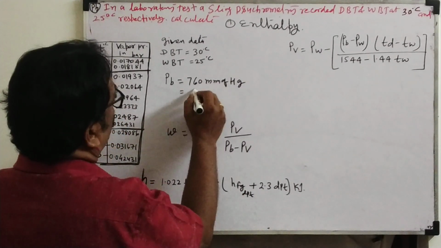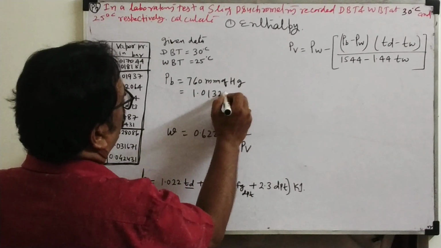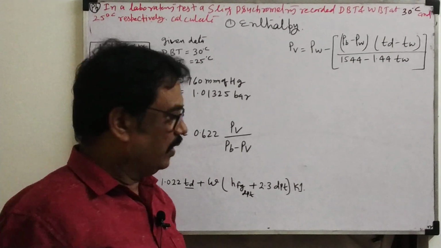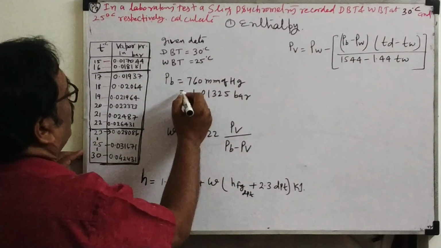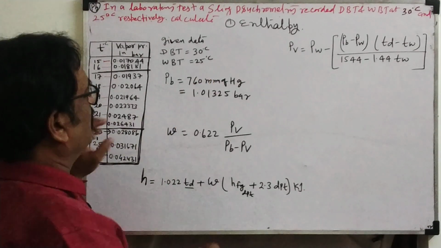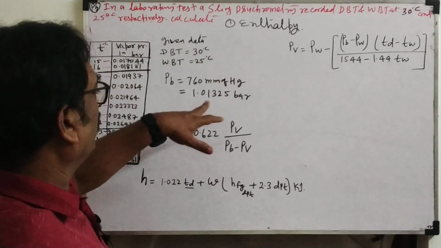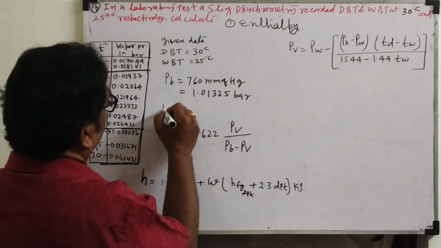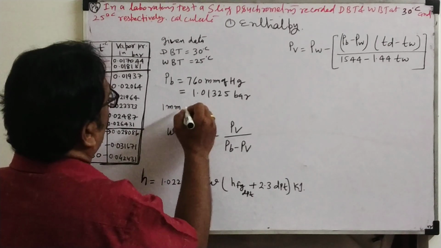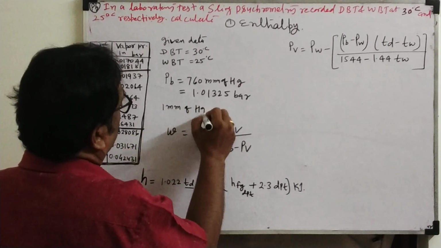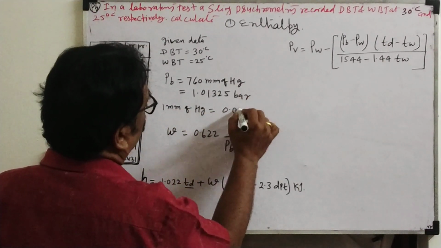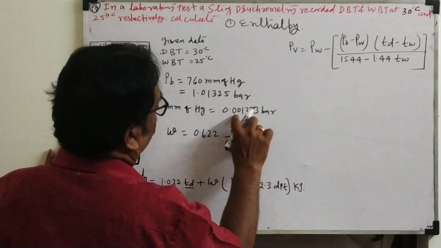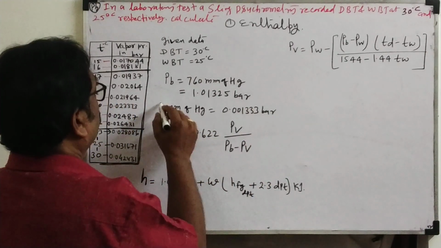This value is equal to 1.01325 bar. This value will be directly there in the refrigeration and psychrometric table. If they give a value less than 760 mm of Hg, then we will multiply it by a conversion factor. First, the conversion factor I am writing: 1 mm of Hg is equal to 0.00133 bar. This is the conversion factor.